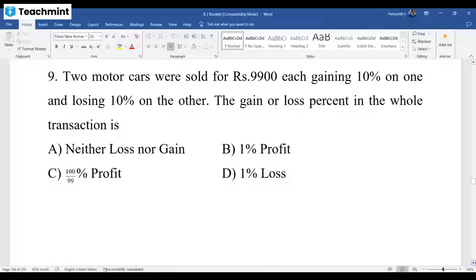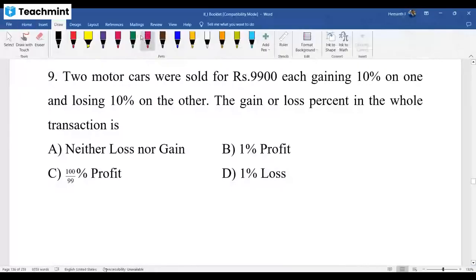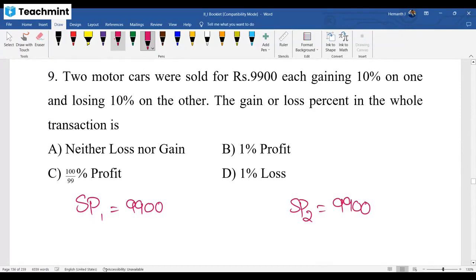Fine. So if you see this question, this is the continuation of the previous session. If anybody was absent for the previous session, go through the video which we already shared. Here, 9,900 is the selling price of the first car as well as the selling price of the second car, right? That's what the data says, 9,900. Hope you understand from the first line, 9,900 each.